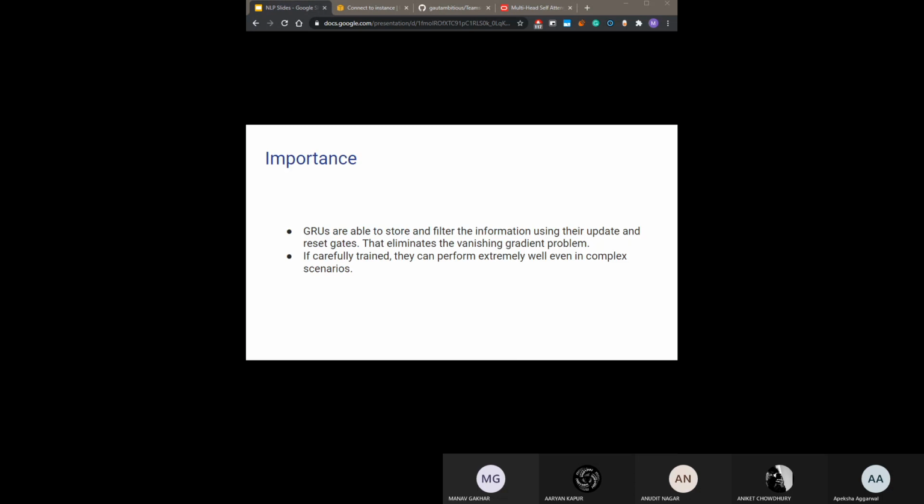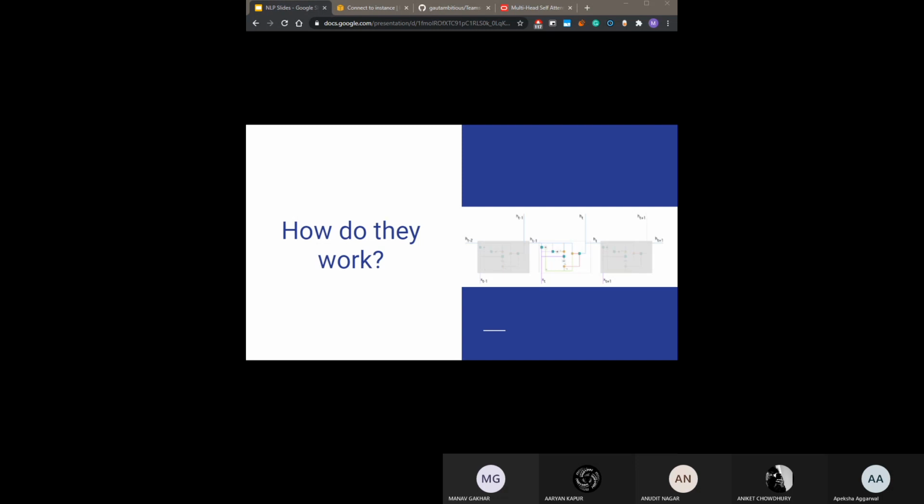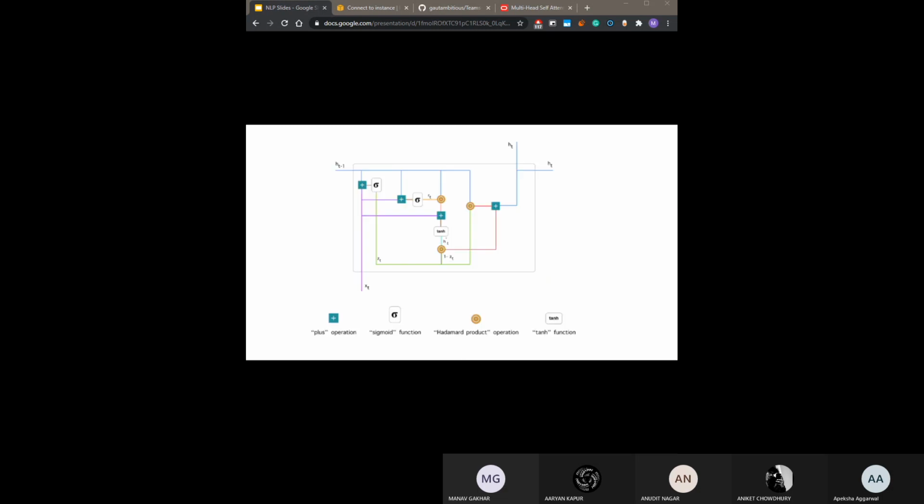Their importance is that they're able to store and filter information using their update and reset gates. This totally eliminates the vanishing gradient problem because the model is not washing out the new inputs at every single time step. This keeps the relevant information and passes it down to the next time steps of the network. And if carefully trained, they can perform well even in complex scenarios, unlike traditional models. So how do they work? The photo on the right is an unrolled GRU. Now we'll quickly revise how one single GRU cell works.